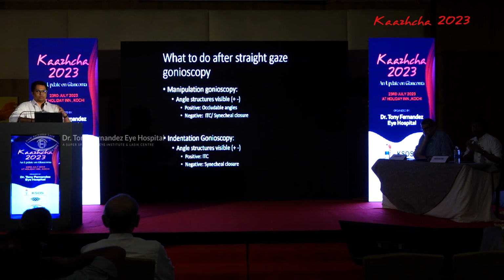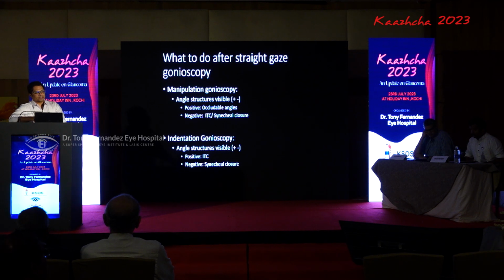Then you do a manipulation gonioscopy. So when you have a hill and you cannot see what is on the other side, you have to climb up the hill to see. So similarly, move your gonioscope in the direction of the angle which is to be examined. And then if you can see the angle structures, then it is just a steep iris or a convex iris without any synechial closure. So you can call it an occludable angle. Whereas if you don't see, then you have to go for an indentation gonioscopy.